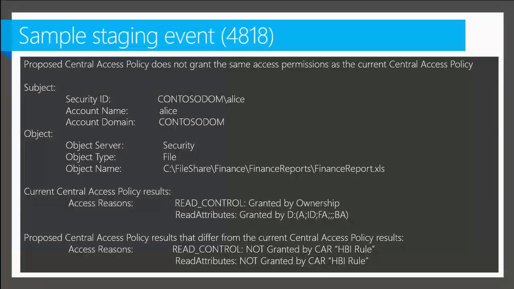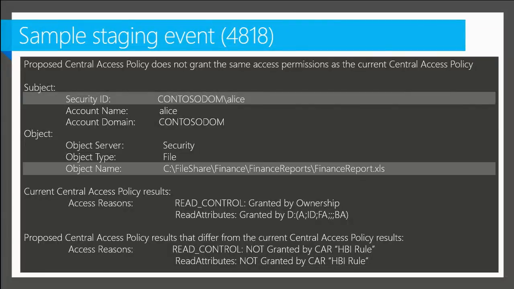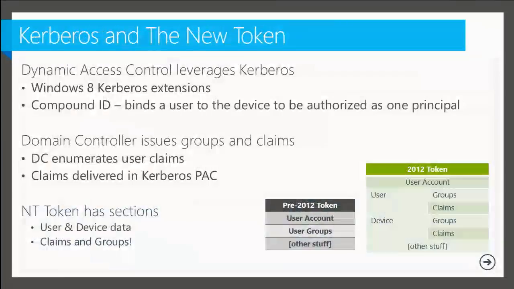So what does it look like? Here's a sample event. So ID 4818. And it's relatively simple. It tells you who tried to access the file, what is the file that they tried to access, what is the current policy, what do they currently have access to, and why do they have access to it, and how would it change if the new policy was applied. So it has exactly the kind of information that you'd want to find out to analyze if the current proposal is a good one that is acceptable for your organization.